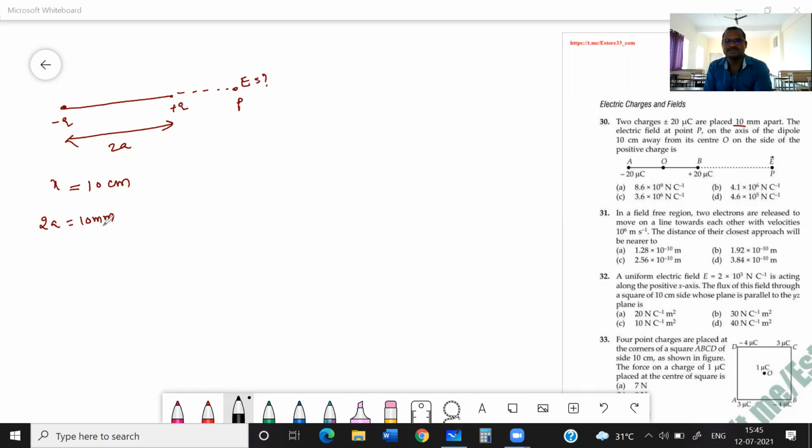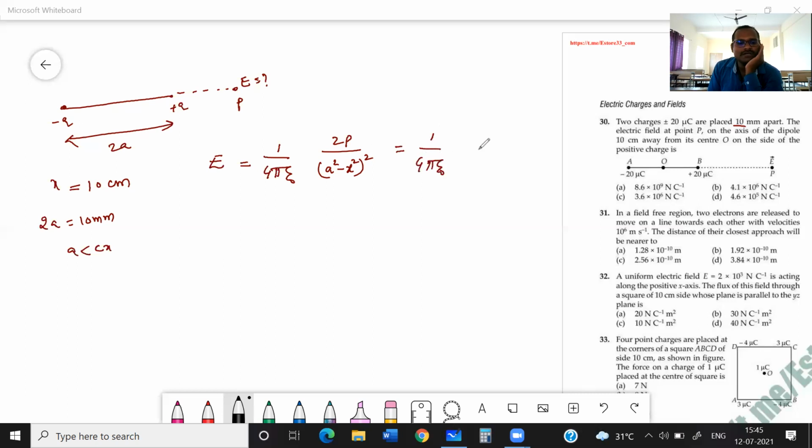Clear? So in that case, what we need to do is, electric field at a point on the axial line formula is 1 by 4 pi epsilon naught 2p by a square minus x square whole square. So when a is very less than x, you can neglect a value, so we can write 1 by 4 pi epsilon naught 2p by x cube. Yes, it is 3 by 2. x cube you will get.